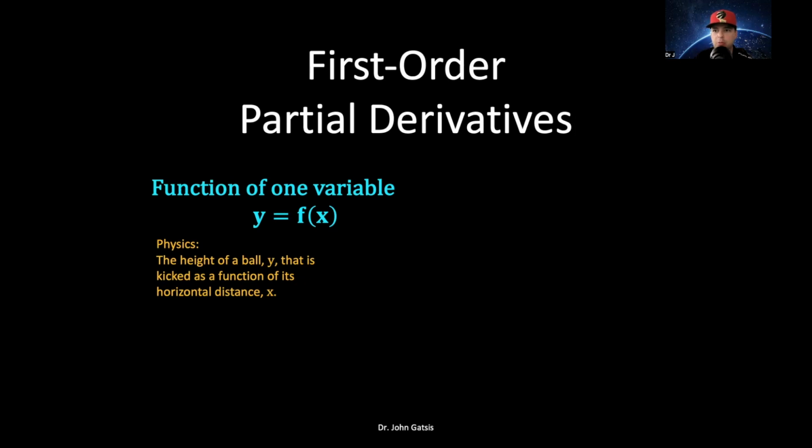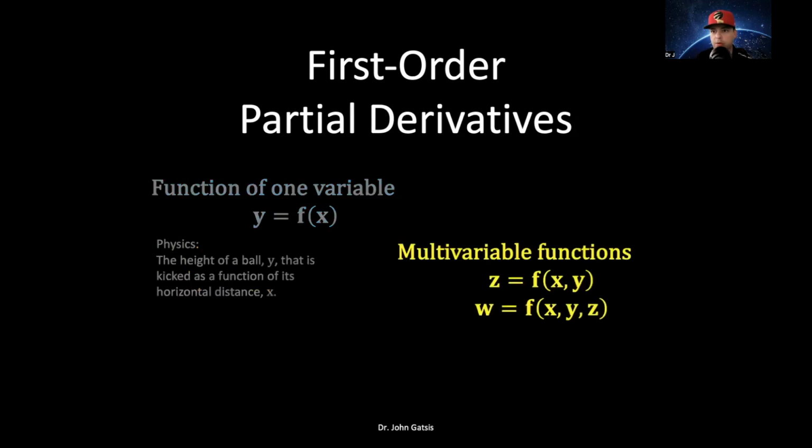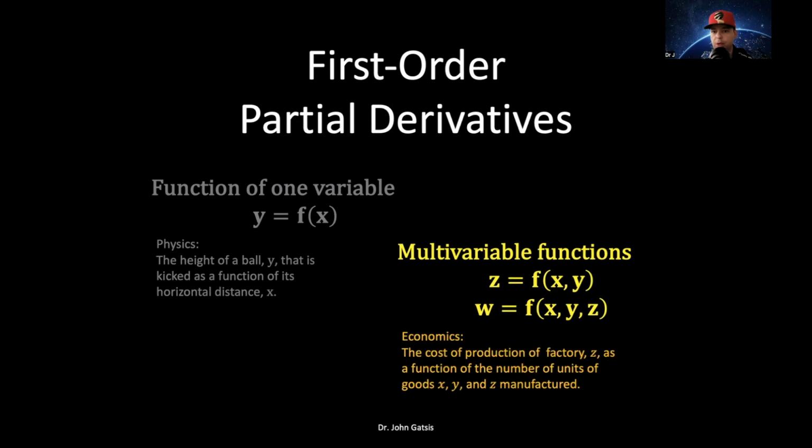But a function can be more than one variable. So here we could have multivariable functions, like z is a function of x and y, or perhaps w is a function of x, y, and z. Let's take the latter here. An example might be from economics: we have cost of production as a function of the number of units of goods x, y, and z sold.